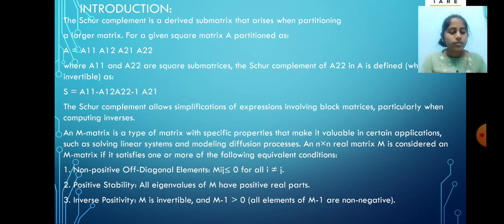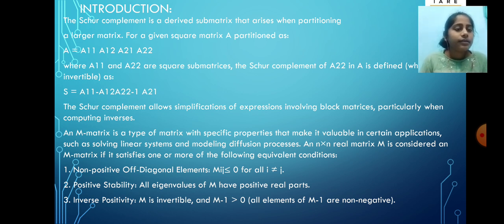Introduction. Schur complements are matrices that are used in linear algebra and matrix theory. They are a direct parallel method that can be used to solve linear equation systems. M matrices. In mathematics, especially linear algebra, an M matrix is a matrix whose off diagonal entries are less than or equal to 0 and whose eigenvalues have non-negative real parts.